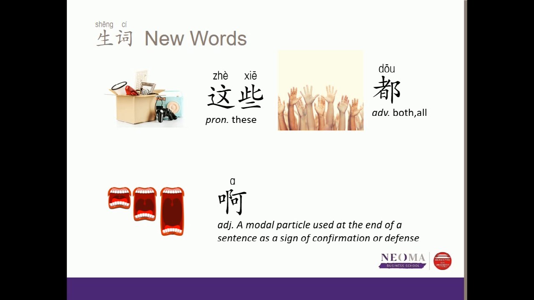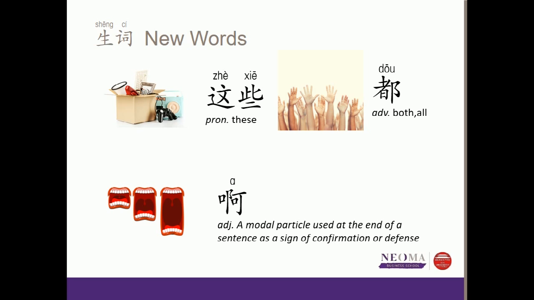And the last one, it's an interesting character, 啊. It is pronounced like a, but it changes based on the previous finals. This is a modal particle used at the end of a sentence as a sign of confirmation or defense, or it can express many other feelings like surprised, sad, extremely happy, excited, all kinds of feelings. It depends on how you pronounce it.